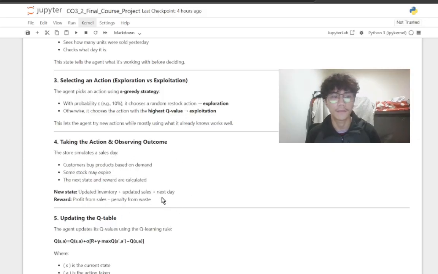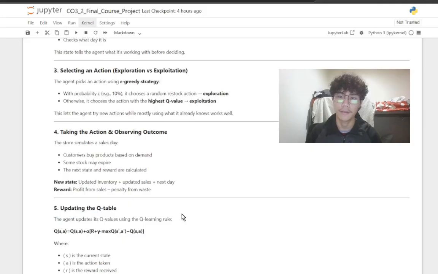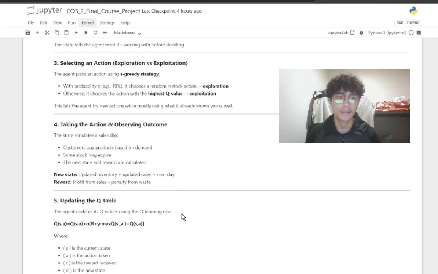And then after that comes taking action and observing the outcome. The agent takes its chosen restocking action, then a simulated sales day occurs. The agent then observes the outcome, which is the reward, or profit from sales minus the penalty for waste, and the new state of the inventory for the next day. The next step is updating the Q-table. This is where the learning happens.